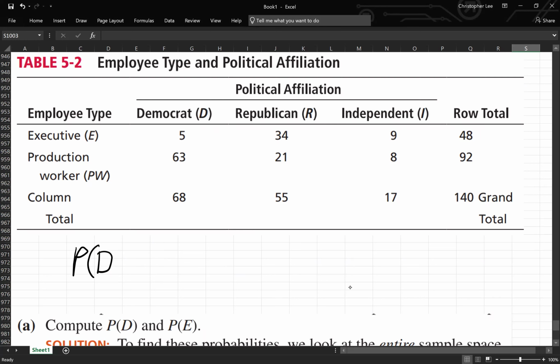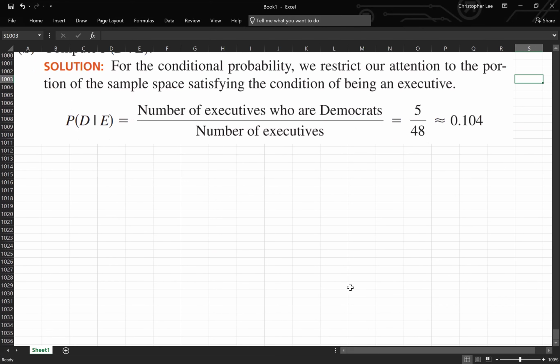What's the probability of Democrat and executive? Over. That's what I'm talking about. All right. Democrat and executive at the same time. So how many people are Democrat and executive at the same time? Only these five right here. Over the total. Make sense? So is it always going to be over the total? Always. Except in the given situation.